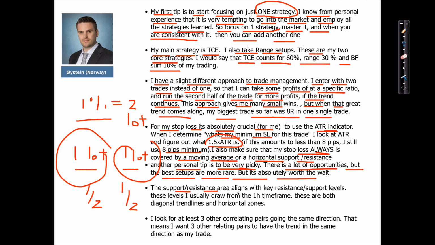Support resistance areas align with key support and resistance levels. These levels I usually draw from the H1 time frame, and they are both diagonal trend lines and horizontal zones. I look for at least 3 other correlating pairs going in the same direction. That means I want to see 3 other related pairs to have the same trend as my trade. If you want to find out more about correlation, it is in the level 1 Forex course videos under correlation. So I have got a video on that.